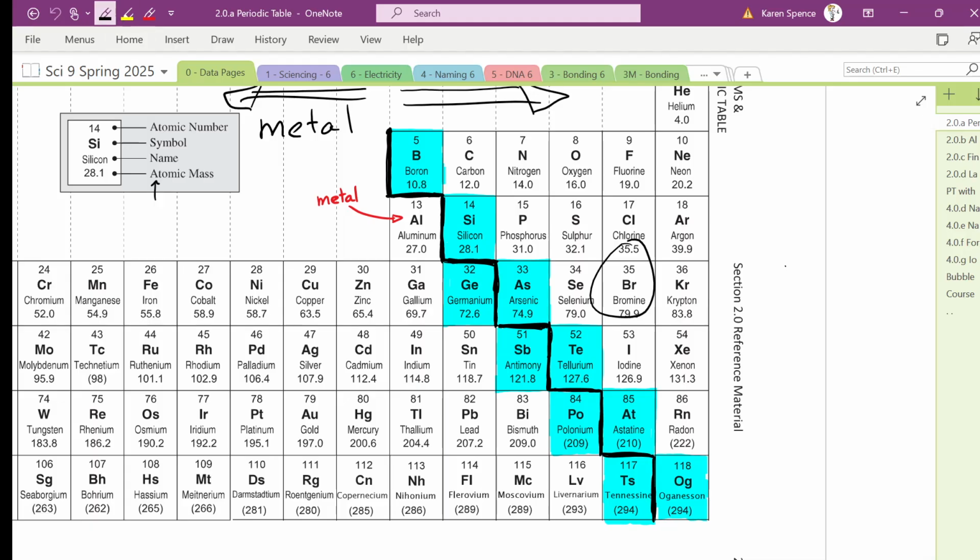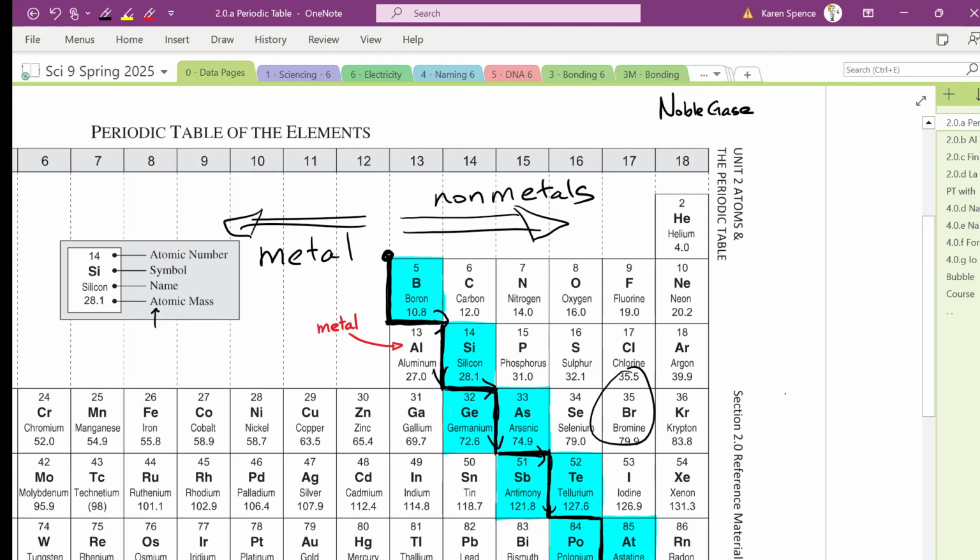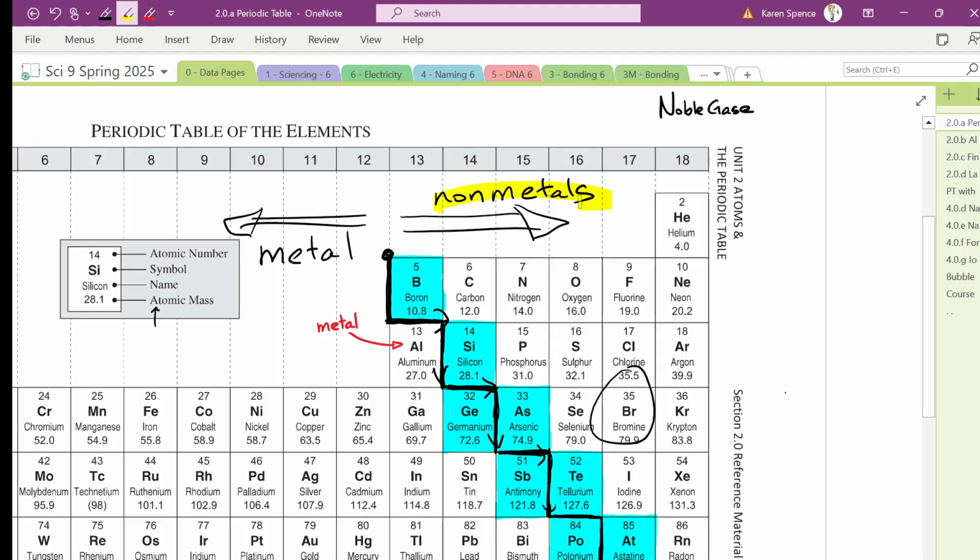you would draw your staircase on the periodic table starting at boron, and you go down, and then you go across, and then you go down, and then you go across, and down, and across, and down, and across. Everything to the right of that is your nonmetals, and everything to the left of that is your metals.